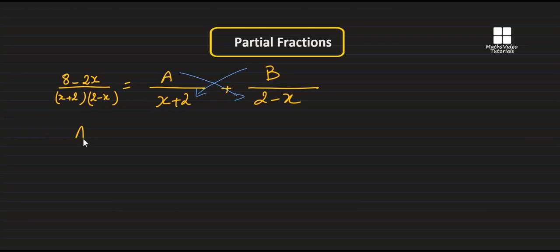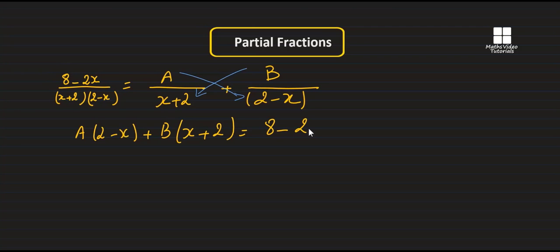So we're going to write down a times (2 minus x) plus b times (x plus 2). And that has to be equal to the numerator on the left hand side, which is 8 minus 2x. The denominator is common now in both sides, so we do not need it. Now, how do I find a, b? Well, we calculate a, b by giving values for x. So in case I want to eliminate the b, I will have to make x equal minus 2 or negative 2. Let's do that.